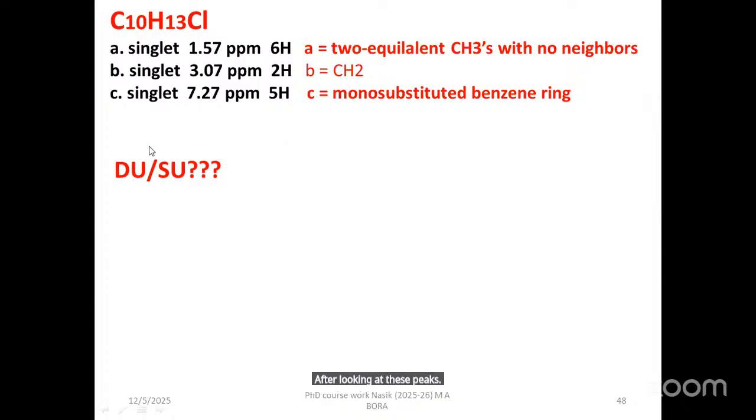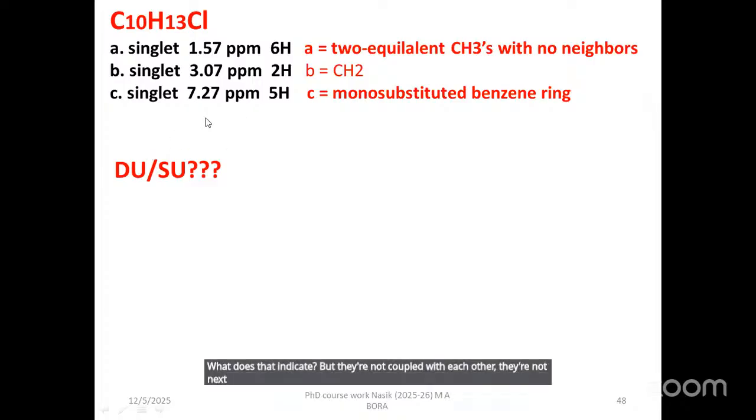Now, all are singlet. What that indicates? That they are not coupled with each other. They are not next to each other.